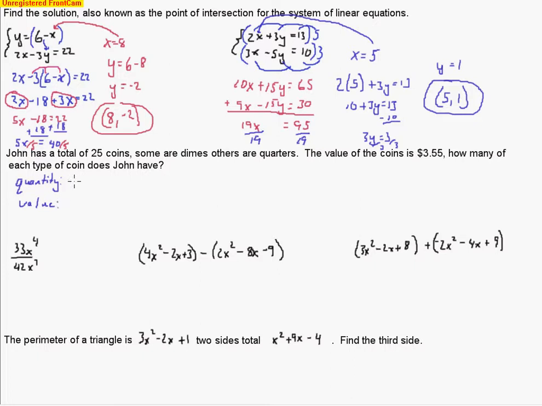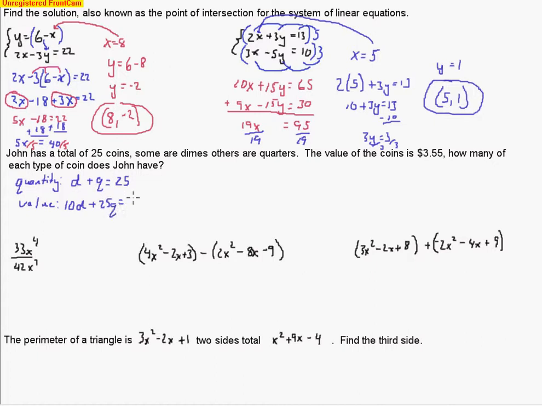And so when I do this, my quantity equation is going to be the number of dimes plus the number of quarters equals the total number of coins, 25. And then I'm going to do the value equation. The value is the value of these coins. So we know that a dime is worth 10 cents. So it's 10 cents times the number of dimes. A quarter we know is 25 cents. So 25 cents times the number of quarters.